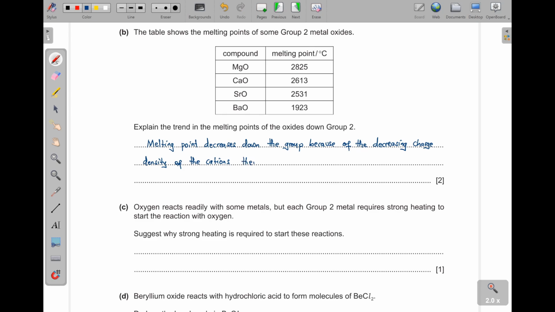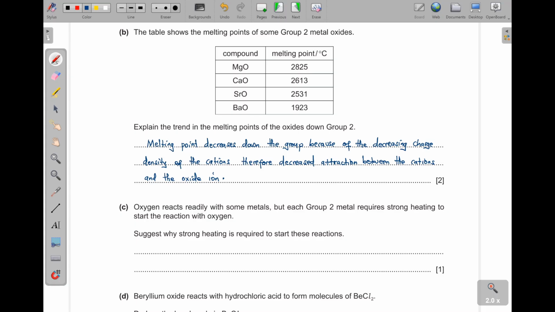Therefore, decreased attraction between the cations and the oxide ion. You could even say that maybe lower forces of attraction between the cations and the ions.